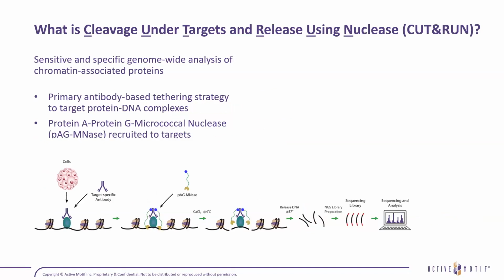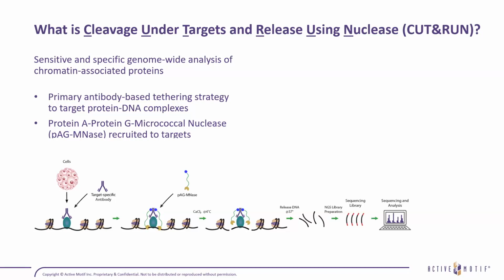The next technique is cleavage under targets and release using nuclease, otherwise known as CUT&RUN. CUT&RUN is another method that was also introduced by Dr. Steven Henikoff, and it enables sensitive and specific genome-wide analysis of chromatin-associated proteins. This is a primary antibody-based tethering strategy to target protein-DNA complexes. And like CUT&Tag, again, there is a targeted strategy here.